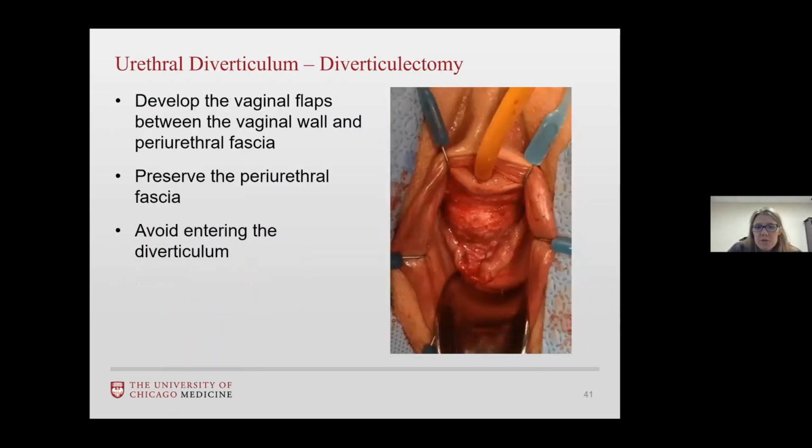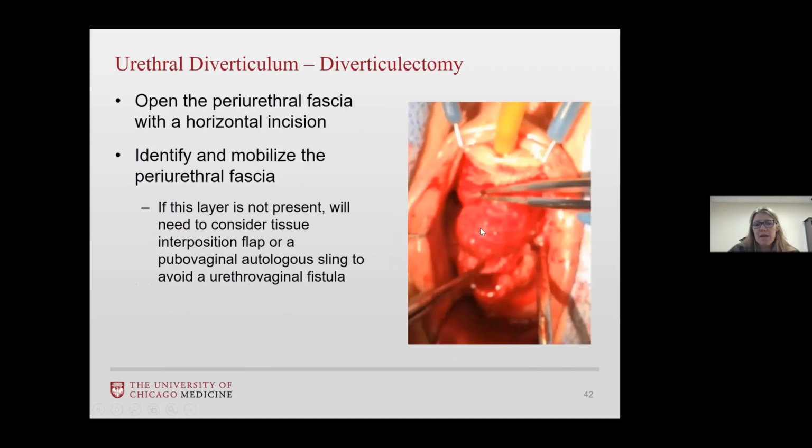So this is where you develop your vaginal flap. This is your periurethral fascia here, and then these are going to be your vaginal flaps here, and then this one coming down here. The goal is to preserve the periurethral fascia and avoid entering the diverticulum. And I apologize, this picture is super grainy.